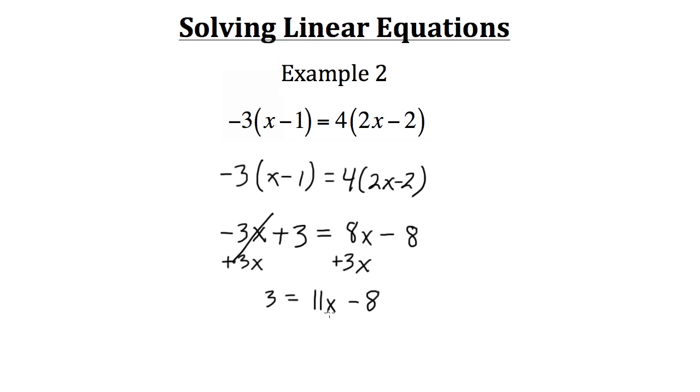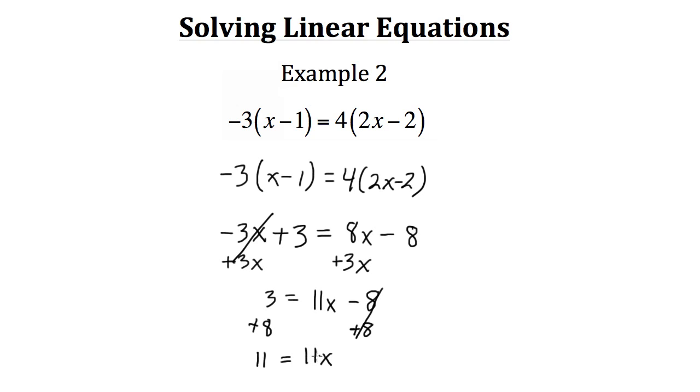Now to isolate x over here, we need to get rid of this negative 8. So since it's a negative 8, we'll add 8 to cancel it out on this side, which means we also need to add 8 over on the other side. So here on the left, we have a 3 plus 8, or 11, equals, and then we just have 11x over here.